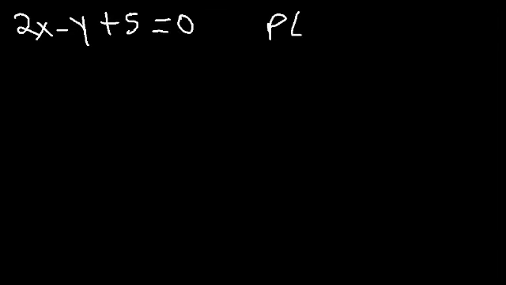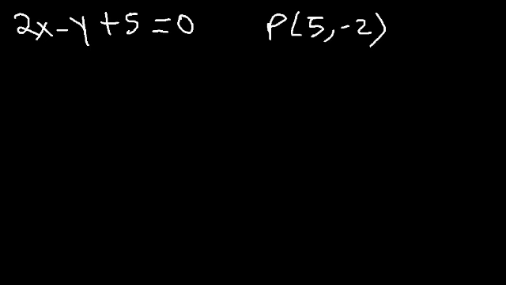Try this one. Write the equation of the line in point-slope form and slope-intercept form if it's parallel to the line 2x minus y plus 5 is equal to 0, and it passes through the point 5, negative 2. So first, we need to write it in point-slope form.